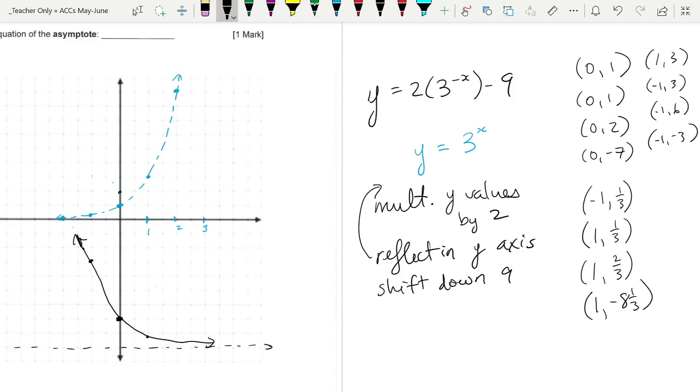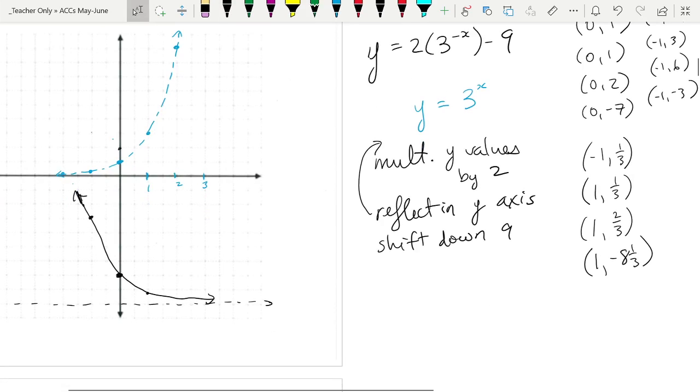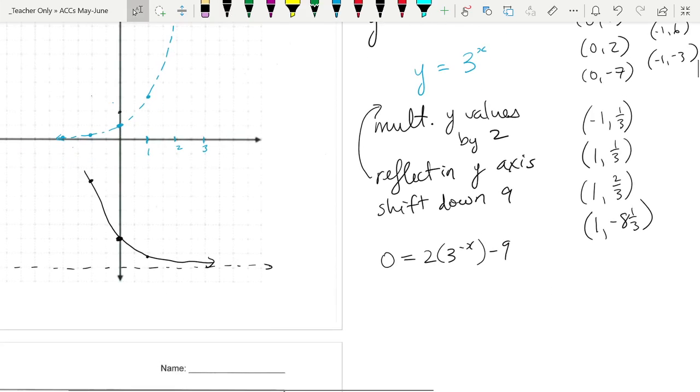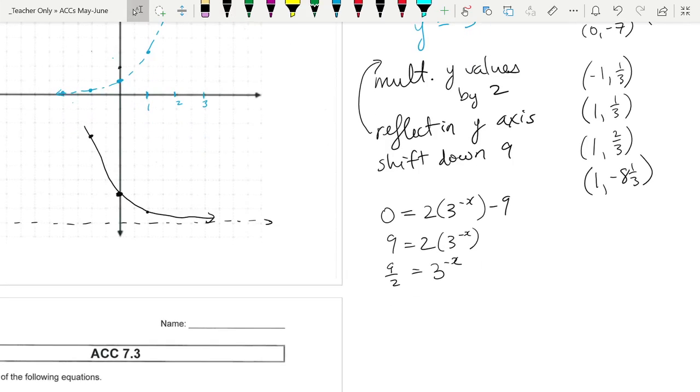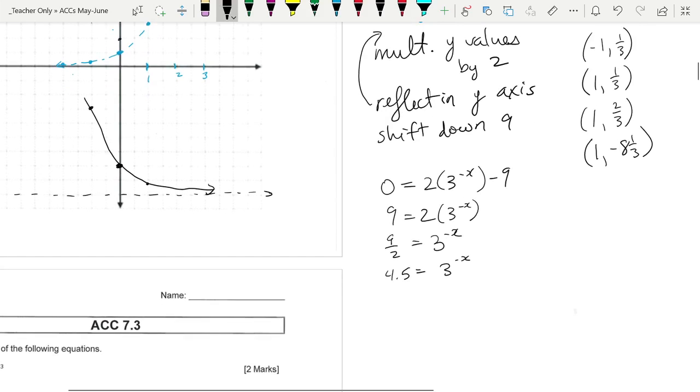One thing that you could find on here, if you really wanted to, is, I didn't bother, what if I actually wanted the x-intercept? You could solve that very nicely, right? You'd have to go, okay, -9 moves over to the other side of the equation, becomes 9. And then 9 divided by 2 equals 3 to the -x. And then, okay, so what's 9 divided by 2? Well, that's 4.5, right? And then 3 to negative some power is 4.5. So what is that power? Let's say 3 to what power is 4.5?